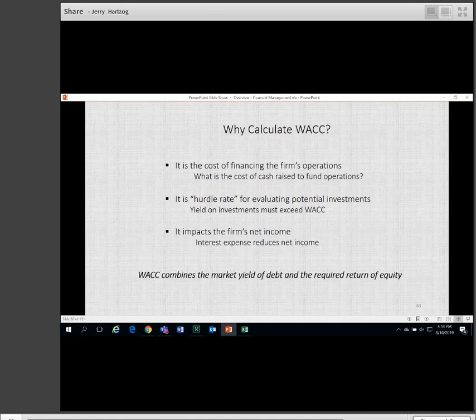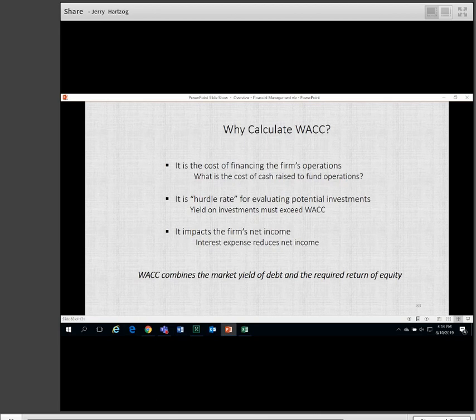But if it costs you, say, 10% to raise cash to invest, you want to make sure that what you invested in is earning more than 10%. In other words, that's the hurdle rate. If your yield on investment is less than 10%, you're losing money. So you want to make sure the yield on your investment exceeds WACC. So it's the hurdle rate.